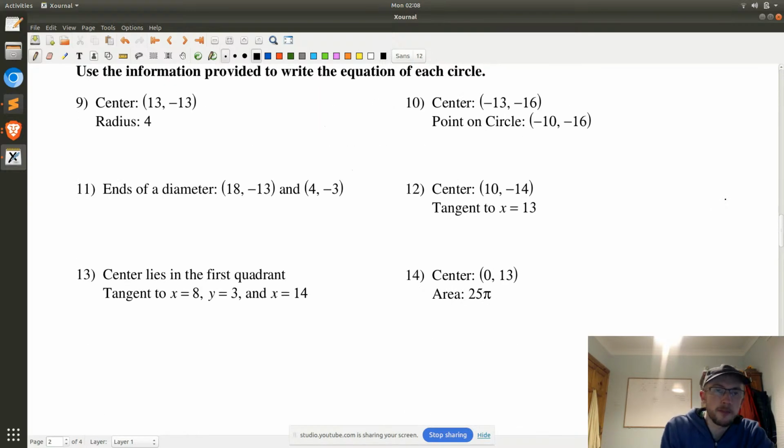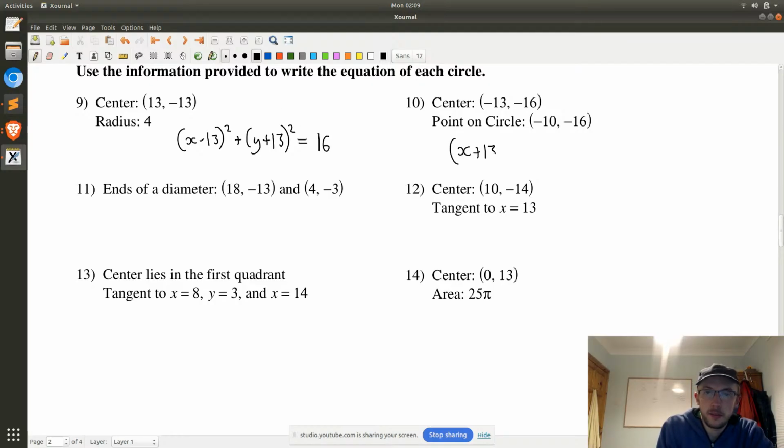Use the information provided to write the equation of each circle. All right. Center is 13, -13, and the radius is 4. So we write (x minus 13) squared plus (y plus 13) squared equals 16.